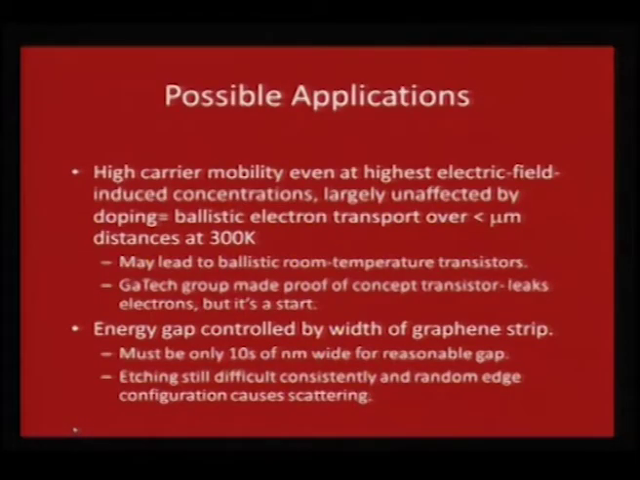So, what are the possible applications? High carrier mobility even at the highest electric field, largely unaffected by doping, and therefore we can go for ballistic electron transport over distances of less than a micron, and this can lead to applications in room temperature transistors. The energy gap is controlled by the width of the graphene strip, but etching will be difficult to do consistently, and random edge configuration causes scattering if we are going to modify the properties of the graphene strip.